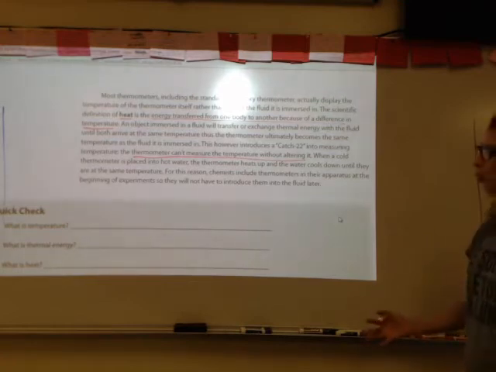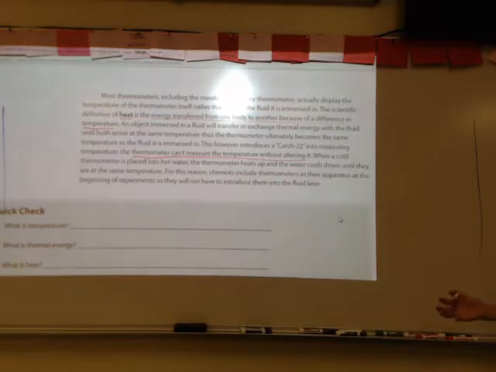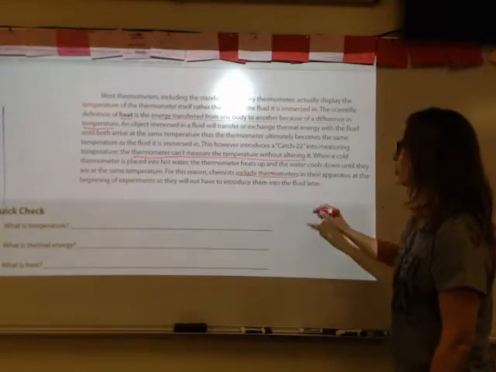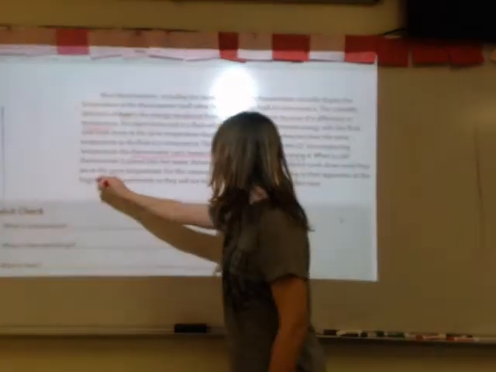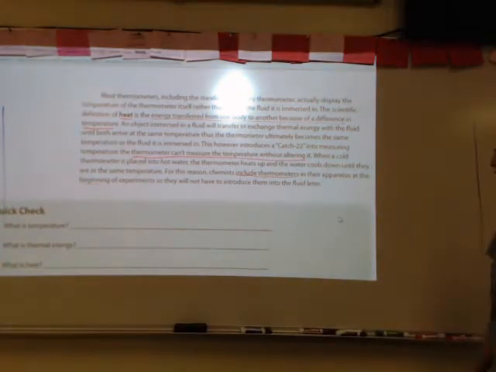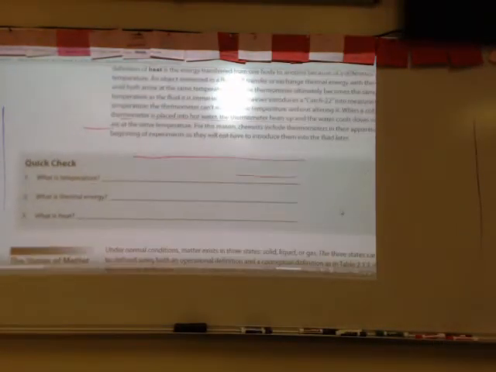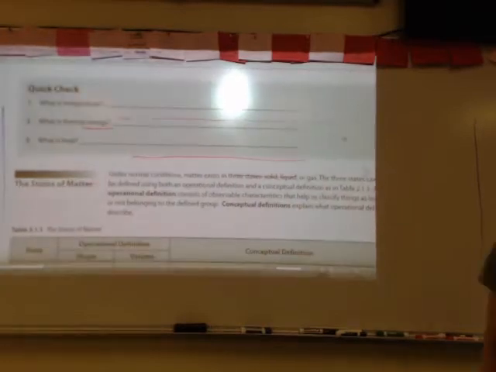So if I'm putting a cold thermometer into hot water, the thermometer heats up and the water cools down until they're the same temperature because the heat is going to move from the hot water to the thermometer and heat that thermometer up. So this is why when you're setting up an apparatus to do an experiment, you want to include the thermometer at the beginning of the experiment so you don't have to introduce them into a fluid later on. Let's move down here to the quick check.